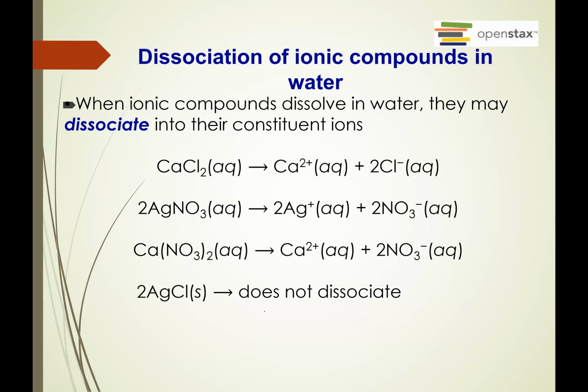That means if it's soluble, split it up. If it's insoluble, don't. So this says AQ, so you split this up into calcium and 2 chlorides. This says AQ, so it separates into silver and nitrate. This says AQ, so it separates into calcium and 2 nitrates. This says solid, so it does not come apart.